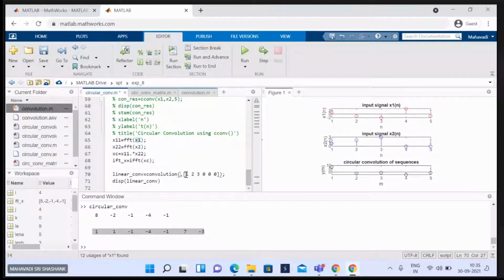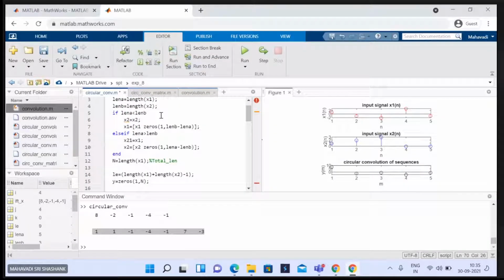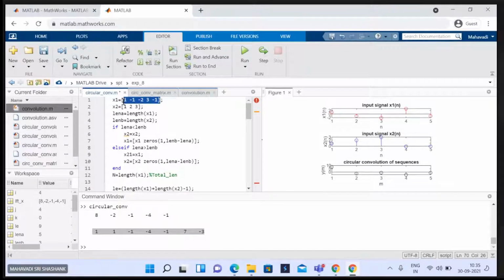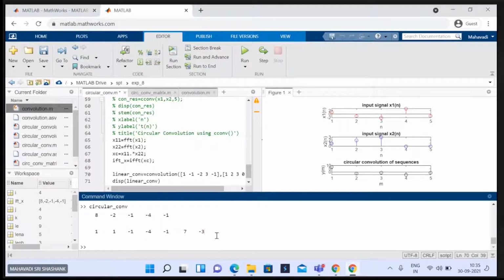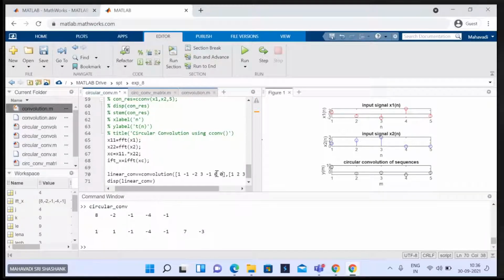Okay, the linear convolution, how many values does it give us? 7, right? That we are showing here. The output: 1, 1, minus 1, minus 4, minus 1, 7, minus 3. This is the linear convolution output, right? Yes, sir. So how many elements are there? 3 plus 3 minus 1, 7. So how many zeros do you need to add to make it 7? In the first sequence, you need to add 2 zeros. Add 2 zeros after that.